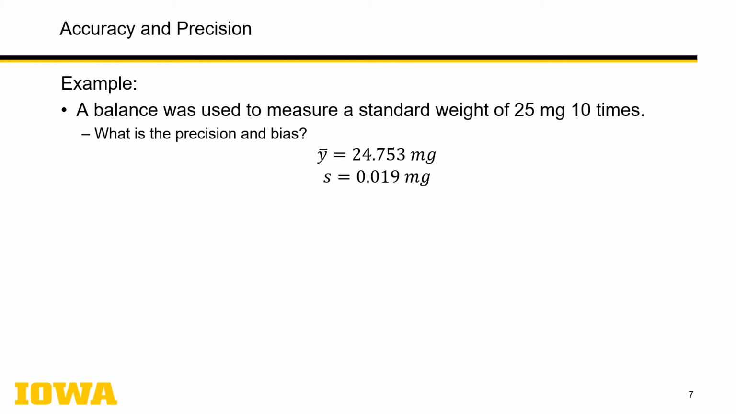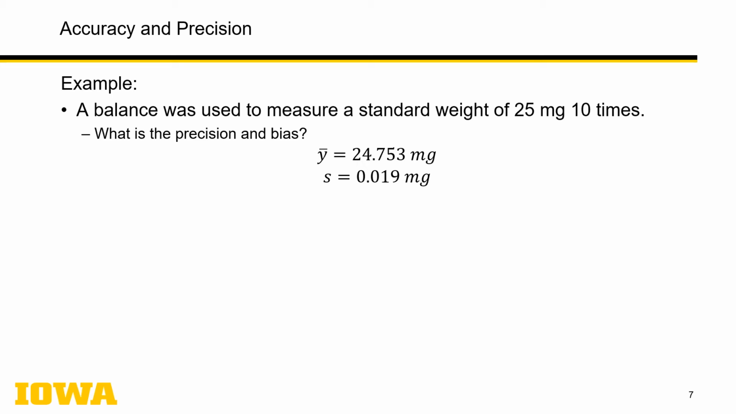So let's have an example here. Let's say we are using a balance to weigh a standard weight. So we know exactly what it's supposed to weigh, 25 milligrams, and we weigh it 10 times. So what's the precision and bias of your balance? Well, you weigh it 10 times, you record each weight, take the average of those, and you end up with 24.753 milligrams. So this is what's called a 6th place balance. You're down all the way to a thousandth of a milligram, which is a microgram.